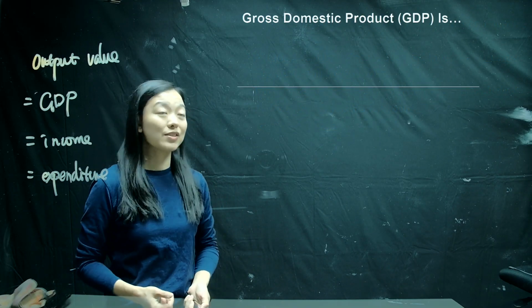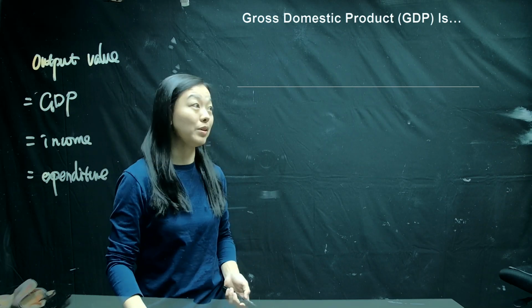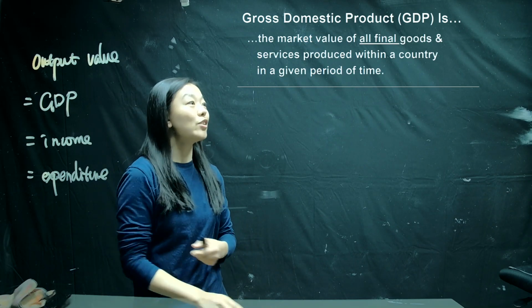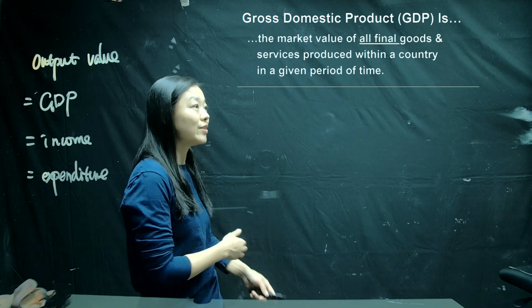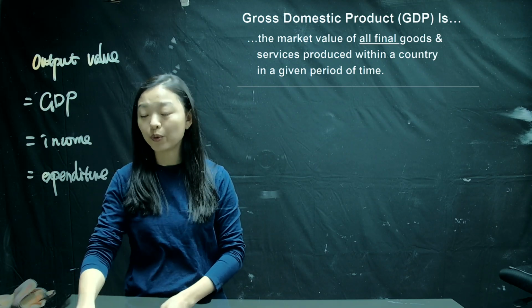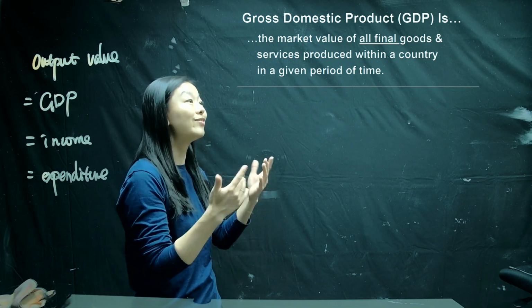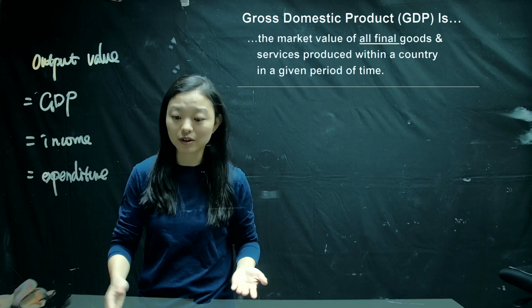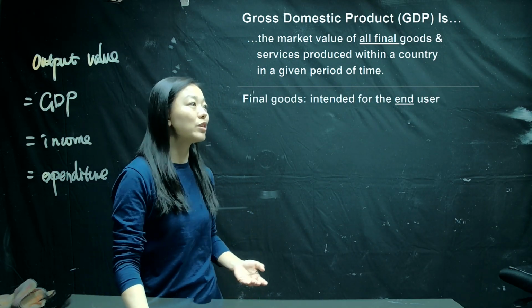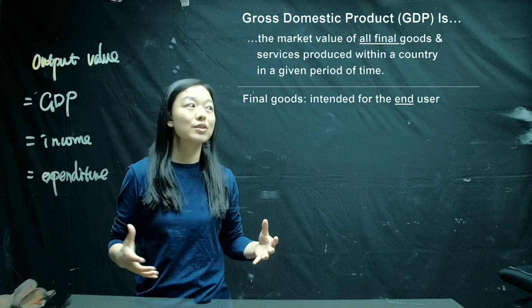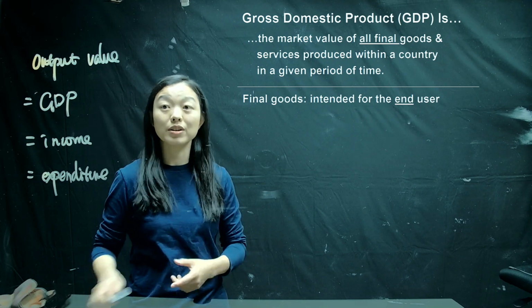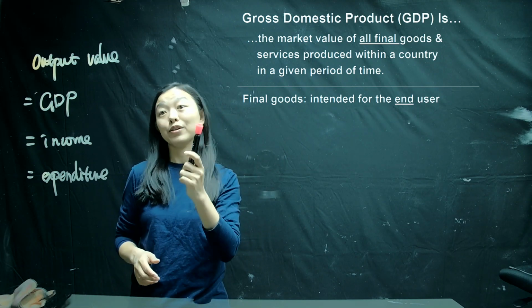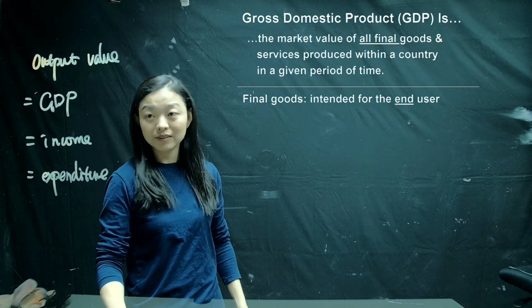Now let's look at the second important part about GDP. GDP is the market value of all final goods and services produced in a country within a given period of time. So, final goods. What are final goods? Final goods are the goods or services that are intended for the end user. So, for example, I use this pen. This is a final good.